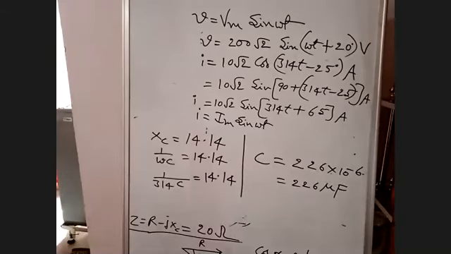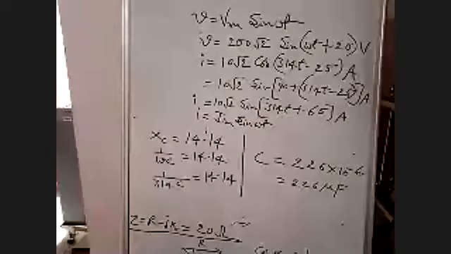Now go through yesterday's problem, you'll get more clarity. It is a similar type of problem, but yesterday that was an RL circuit, and today we have discussed RC. Why was it an RL circuit yesterday? Why is it an RC circuit today?